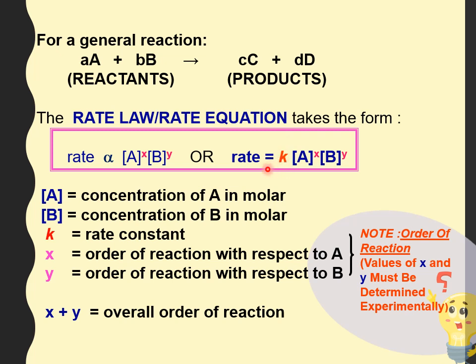So it becomes rate equals to k, concentration of A to the power of x, concentration of B to the power of y. x and y are not stoichiometric coefficients. They have to be determined experimentally. So for the rate law here, concentration of A is in molar, B also concentration in molar, k is the rate constant, x and y are the order of reaction for A and B respectively, whereby x plus y would be the overall order of reaction.